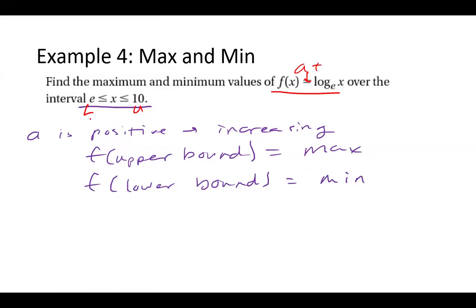Does that make sense? So you're going to find f of 10. That's going to give us our upper value. That's going to be our max. Then we're going to find f of e, and that's going to give us our lower value, which will be our min.